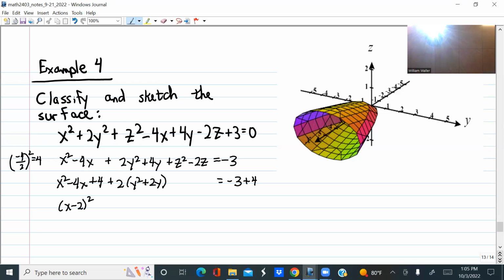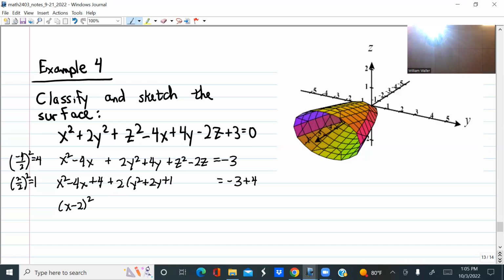So how can I complete the square on y squared plus 2y? I'm going to erase a little bit of this. How can I complete the square on y squared plus 2y? So what can you add here so that you can factor y squared plus 2y as a perfect square? Take the 2, divide it by 2, and square it. What's 2 divided by 2 squared? Is that 1? So put a 1 here.